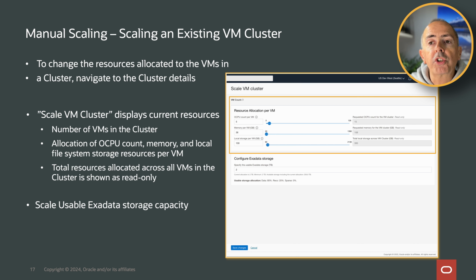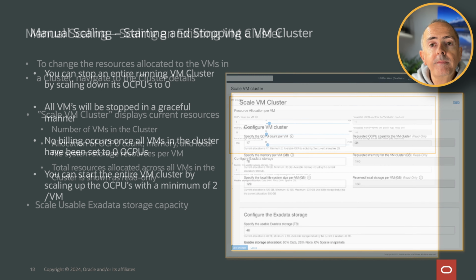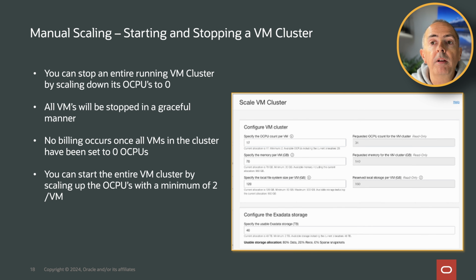The screenshot will show you how many VMs you have. Here we have a 3-node cluster with 5 OCPUs in each VM. The read-only section here is for information purposes, to tell you the total number of OCPUs, memory, and storage allocated to the entire VM cluster. From here, you can stop a running VM cluster by scaling it down to 0. When you do that, the VMs will be stopped in a graceful manner and the billing will also stop. At any time, you can restart it by setting the OCPUs to a minimum of 2 per VM.